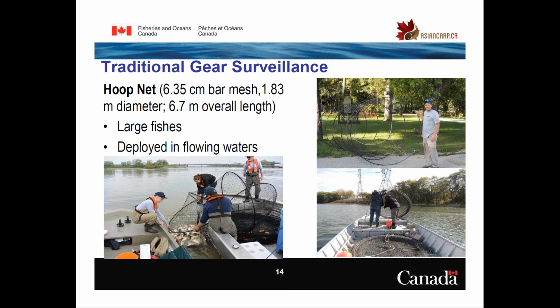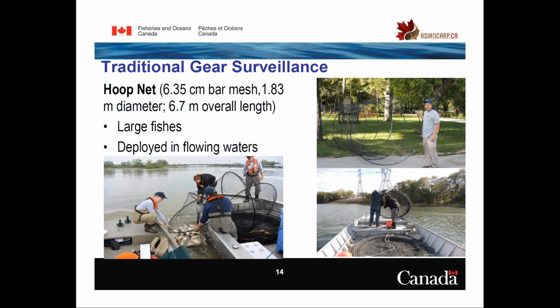So another much larger style of passive net is the 6-foot hoop net. So similar to the Fyke net, it's deployed with the intention of capturing fishes that happen to swim into it. Unlike the Fyke net, it doesn't have a lead to direct fishes into it. So the hoop net's designed to be deployed in deeper flowing water.